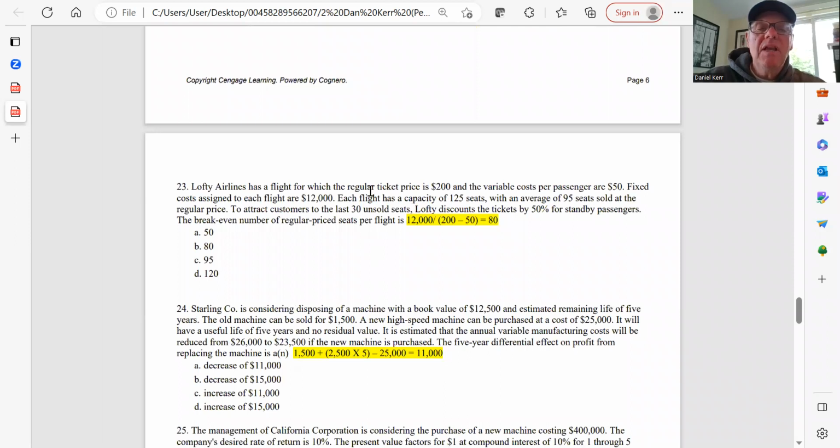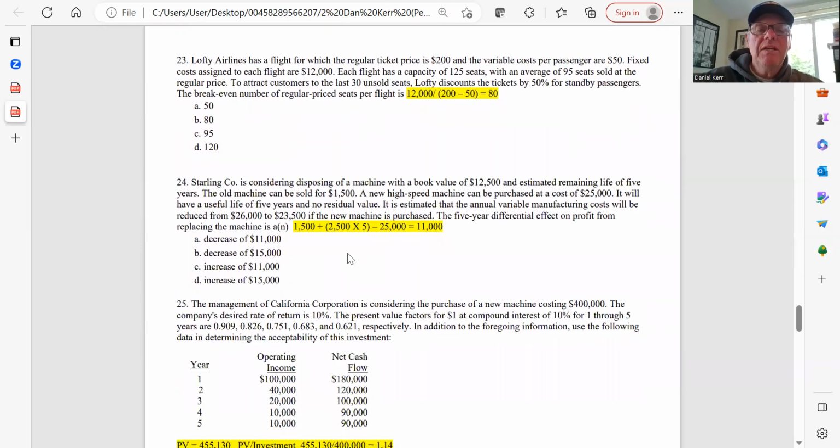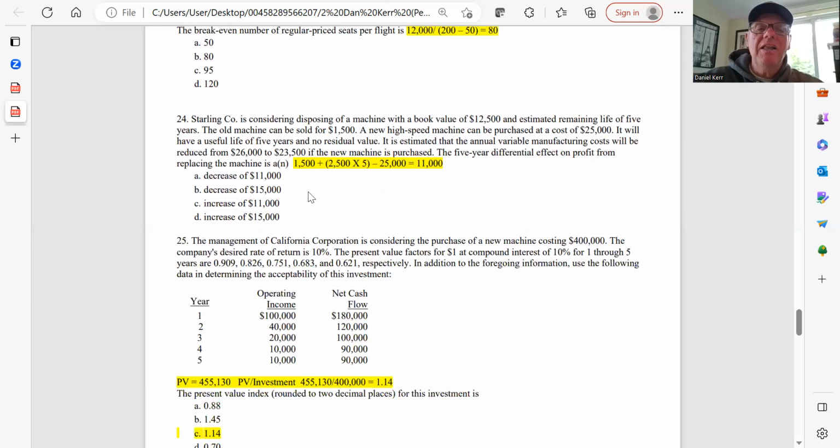Okay, we've got a break-even question about an airline company. To get the break-even point, it would be the fixed cost divided by the contribution per unit. So the ticket price is 200 and the variable cost per passenger is 50. So we're making 150 on each, the difference between the revenue and the variable cost of 50. So 12,000 divided by 150 gives us 80. The answer there is B, 80. I see what happens here: once I do my calculations, I forget to highlight it.